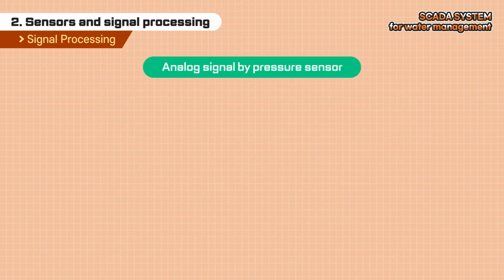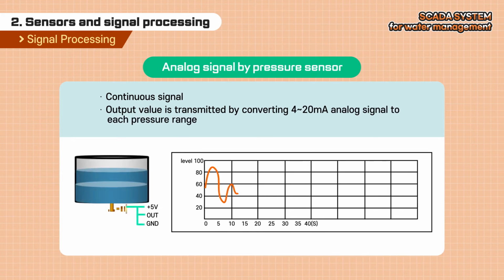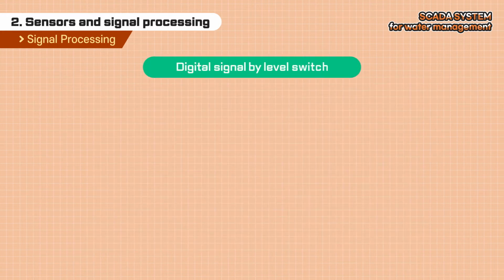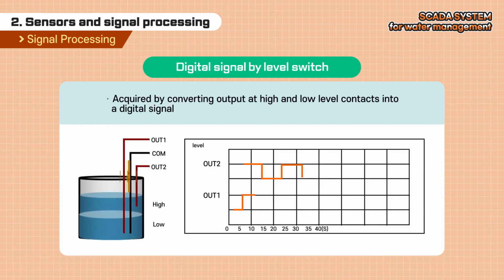The analog signal of the pressure sensor is a continuous signal, and the output value is transmitted by converting the 4 to 20 mA analog signal to each pressure range. And the digital signal of a level switch is acquired by converting output at high and low level contacts into a digital signal.